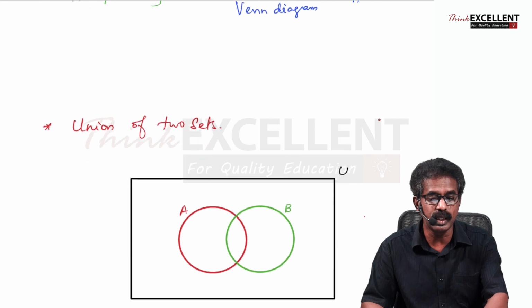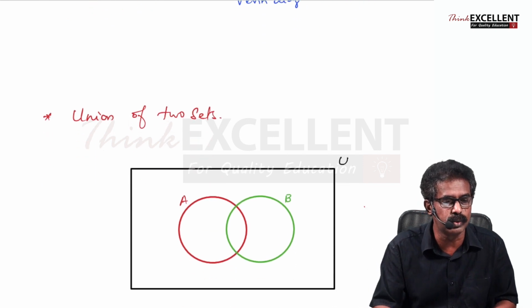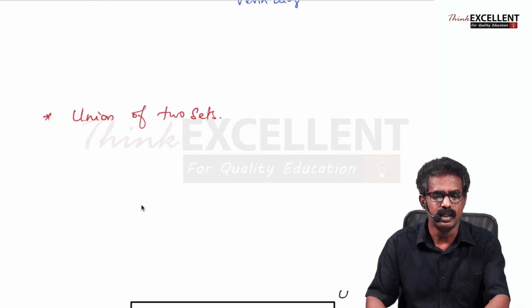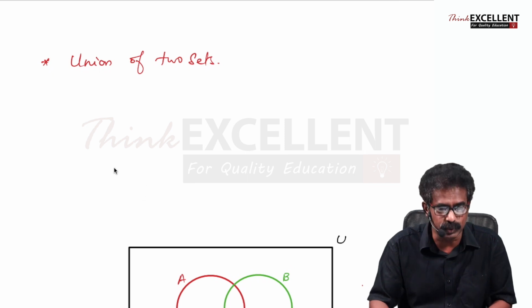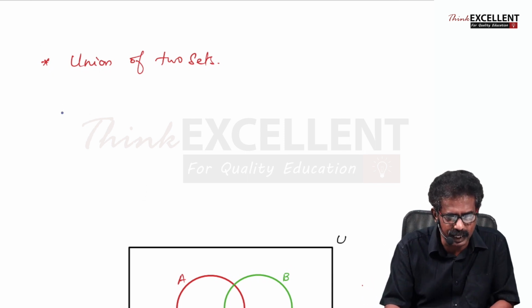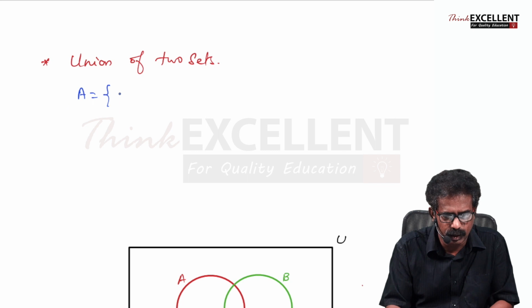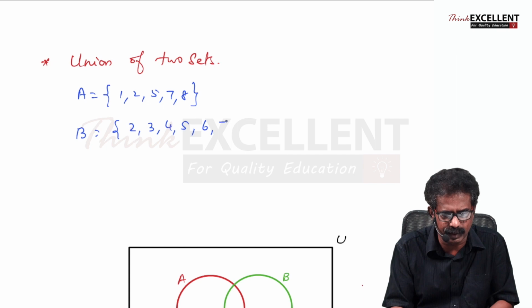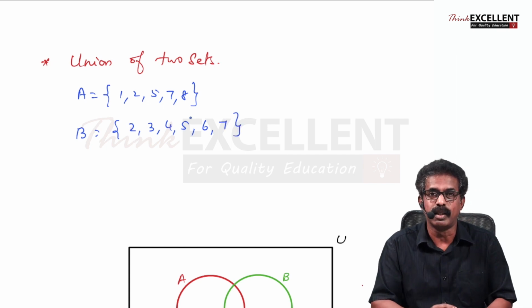Next one is union of two sets. It's a very simple one. I'm taking two sets. Say A is a set: 1, 2, 5, 7, 8. And B is another set: 2, 3, 4, 5, 6, 7. So A and B are two sets.